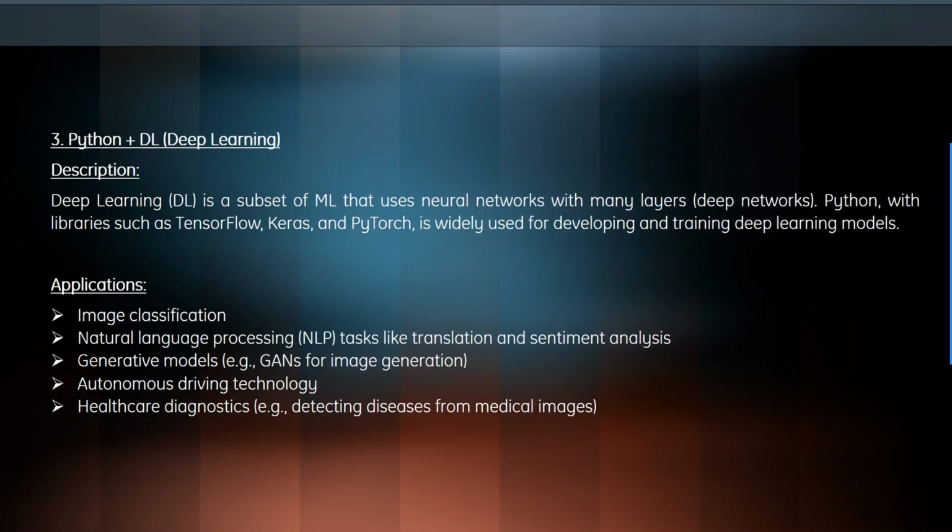Moving on, we have Python plus deep learning. Now, deep learning is a subset of ML that uses neural networks with many layers. So it has multiple layers so that it can predict accurately. And we have Python libraries such as TensorFlow, Keras, and PyTorch, widely used for developing and training deep learning models. Now, what are the applications of these two in combination, which include image classification, NLP, which we'll talk about later, generative models, autonomous driving technology, and healthcare diagnosis, like detecting a disease by its images, etc.